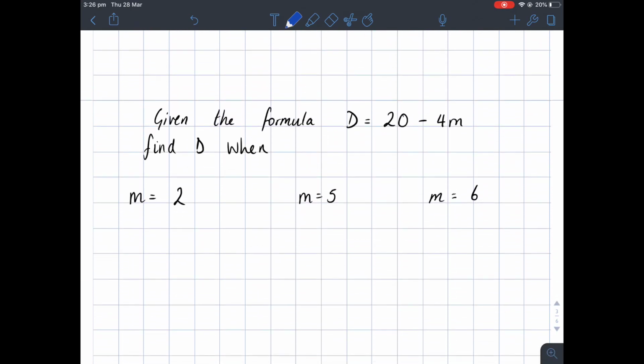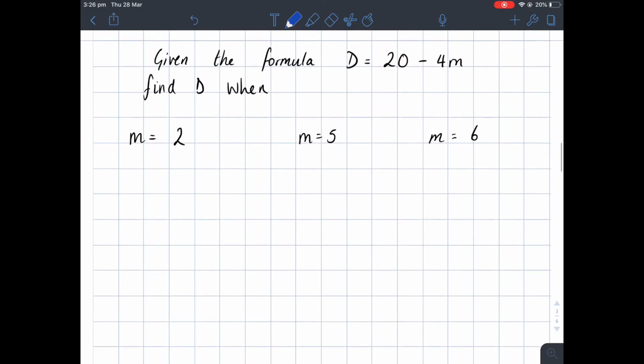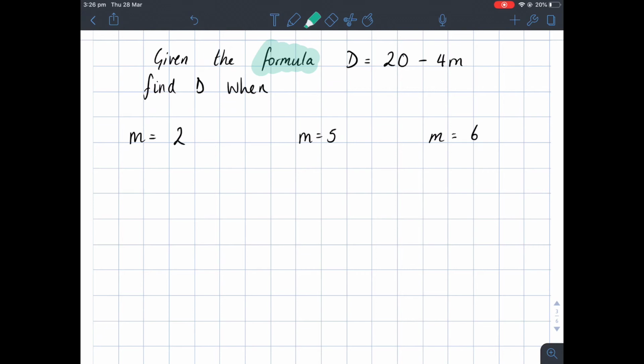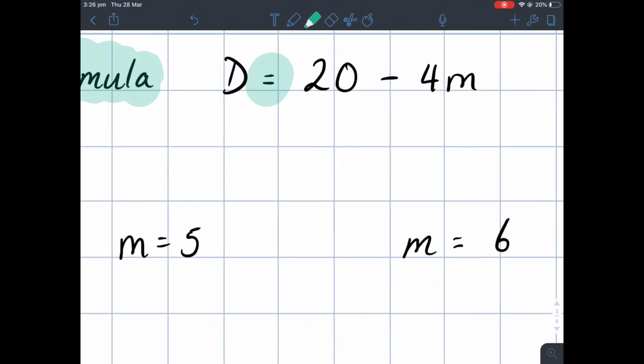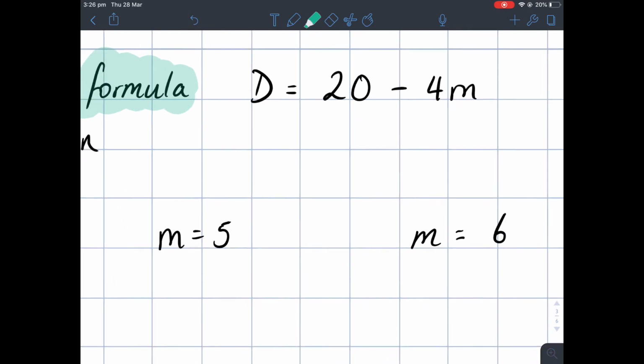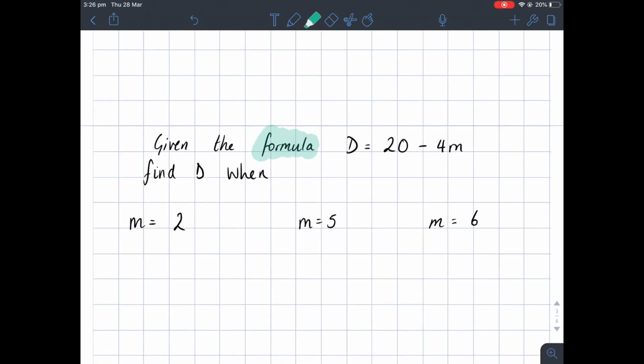Now what we're going to look at is the difference between an expression and a formula. So this time we're given a formula. Given the formula d equals 20 minus 4m, find d when m equals 2, m equals 5 and m equals 6. So again we can change the values of m, and we'll end up arriving at a different value for d. But notice now we're using the word formula, and we've now got an equal sign and another variable. So what this means is with this formula we can actually work out a value for d.